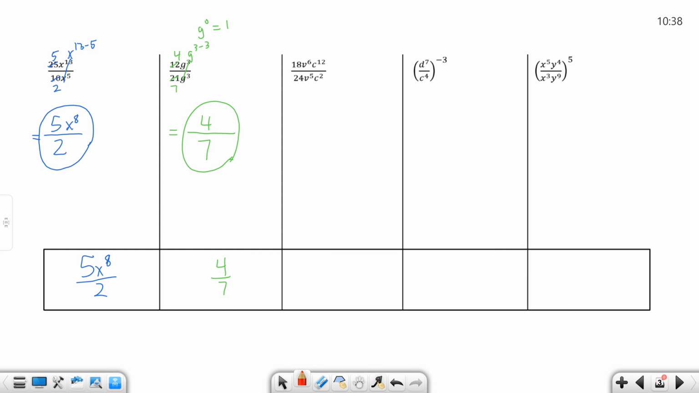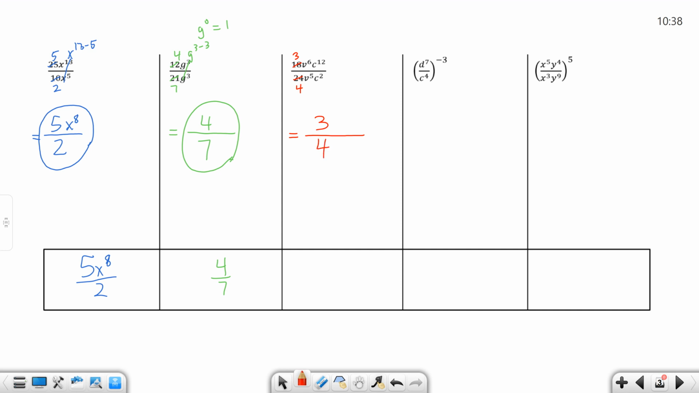Then I have 18 v to the 6th, c to the 12th, over 24 v to the 5th, c to the 2nd. It's the same problem, it just has another variable involved. So what goes into both 18 and 24? 2 does, 3 does. So if 2 and 3 both work, 2 times 3 is 6. Does anything bigger than 6? Nope. So if we take a 6 out of this, 3 times 6 is 18, and 4 times 6 is 24. So we have 3 over 4.